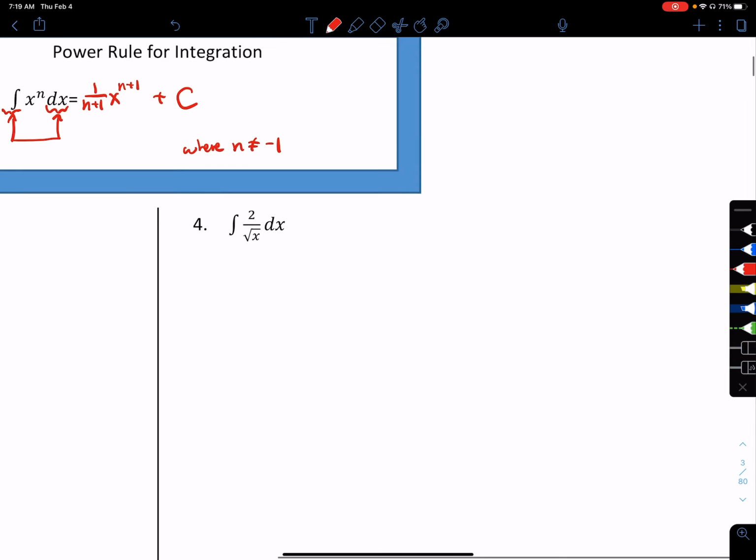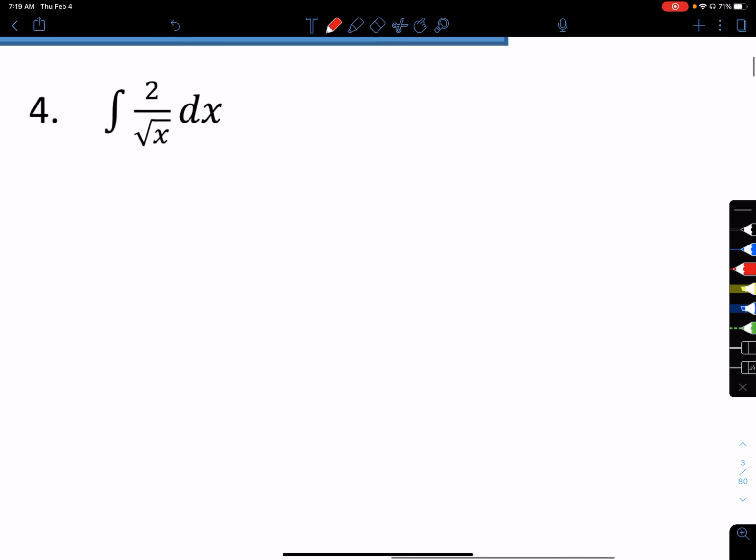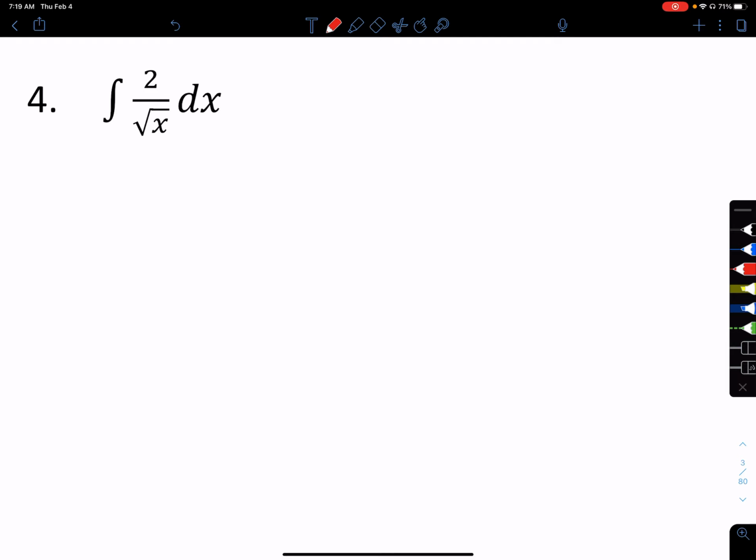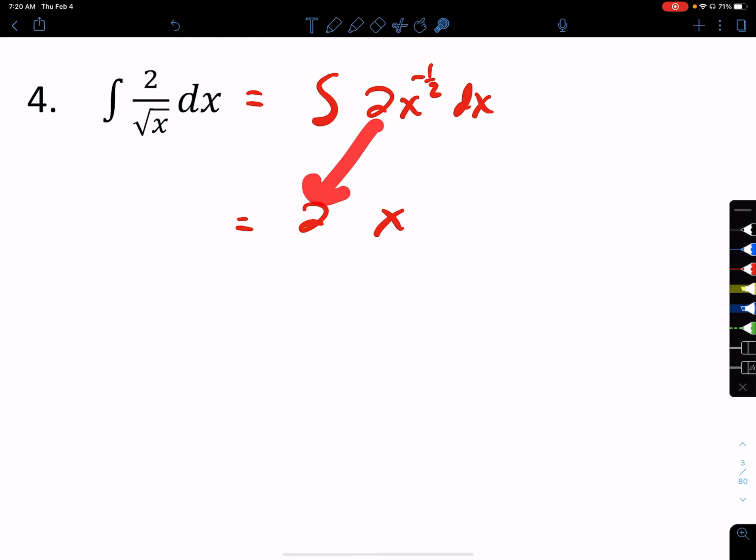Let's check out number 4. We do not want a radical, and we do not want a fraction. I'm going to rewrite this as integrating 2 times x to the negative 1/2 with respect to x. Bring the constant down, I add 1 to the exponent. Negative 1/2 plus 1 is 1/2. I multiply by the reciprocal of 1/2, that's 2.